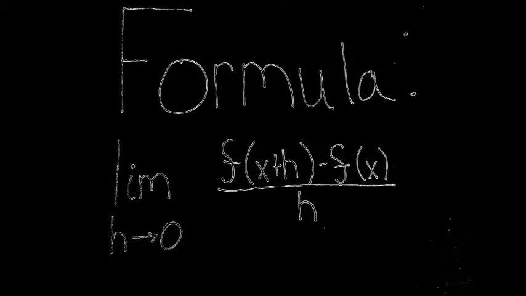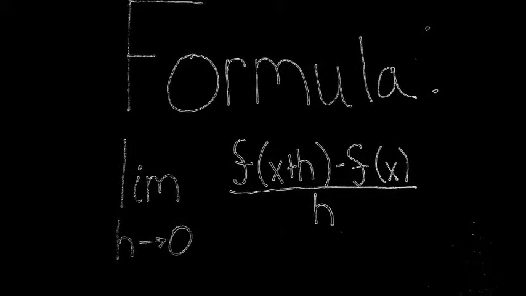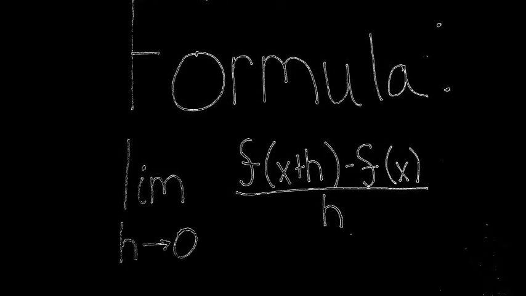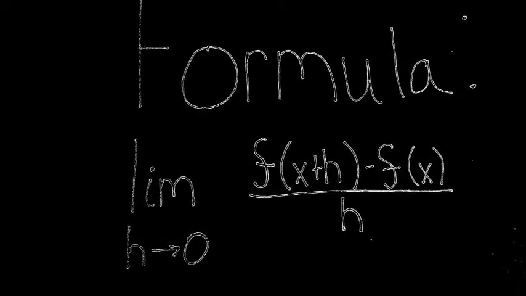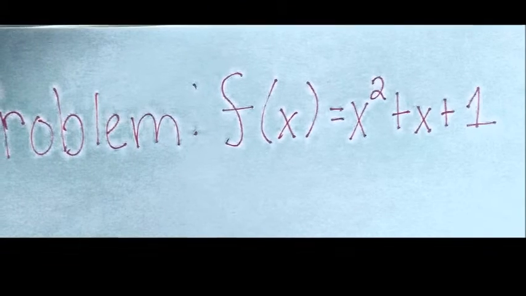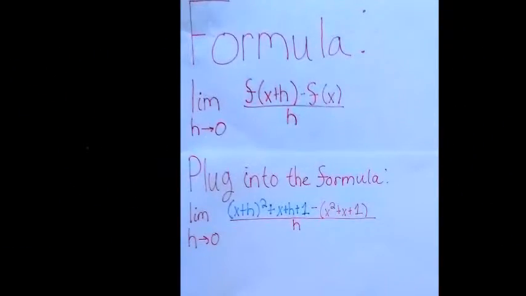This goes back to limits that we learned back in chapter 2. The formula to find a derivative is the limit of the function f of x plus h minus f of x over h as h approaches 0. We are going to find the derivative of x squared plus x plus 1. First step is to plug it into the equation from earlier.